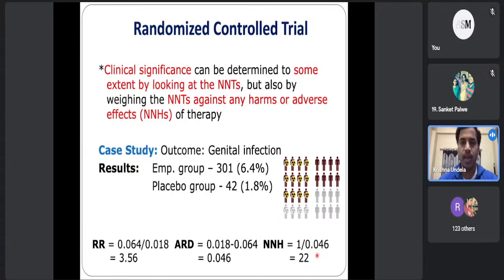And for the NNH, the larger the number, the safer it is. Okay, so these are all the calculations we usually need to perform. These are things that may not be there in a randomized controlled trial article. Because you know how to calculate, you can calculate all these things and try to understand more about the medication. Then you can take the appropriate decision, or you can come to a conclusion.